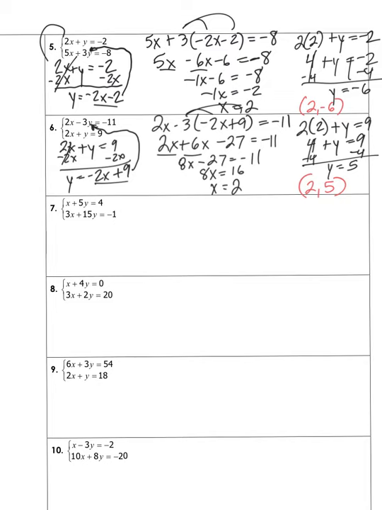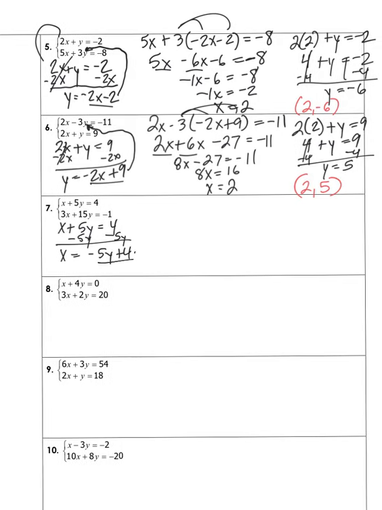Number 7. All right, the first equation looks easier to solve for a variable. All I have to do is subtract 5y from both sides, and I get x equals negative 5y plus 4. Okay, now I'm going to take what x equals and substitute it into the second equation. So 3 times (negative 5y plus 4) plus 15y equals negative 1.